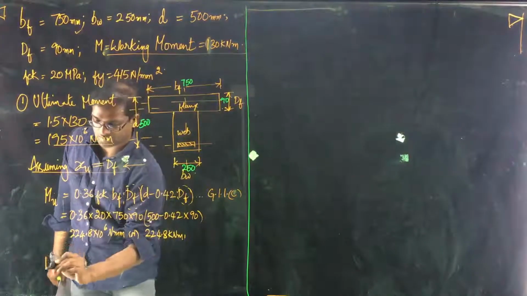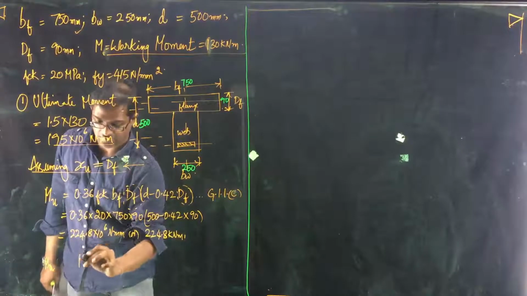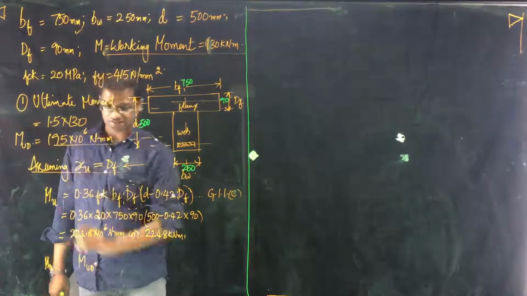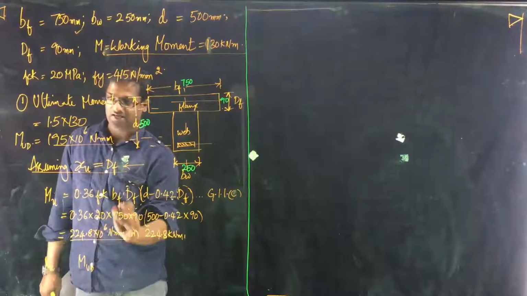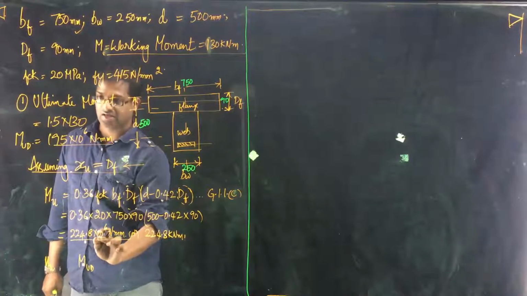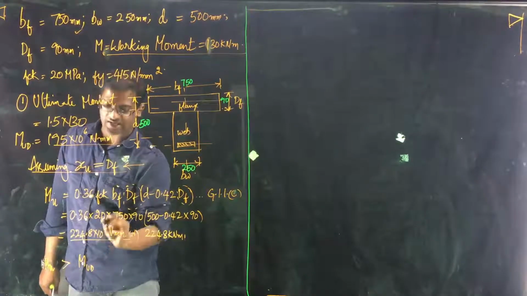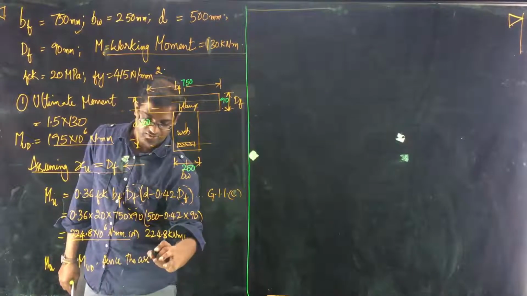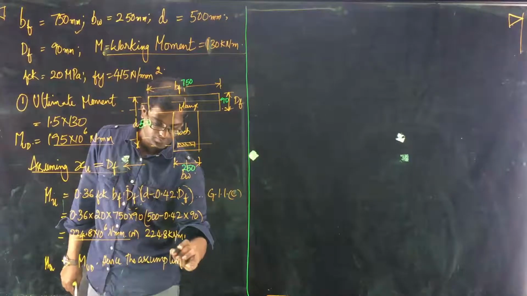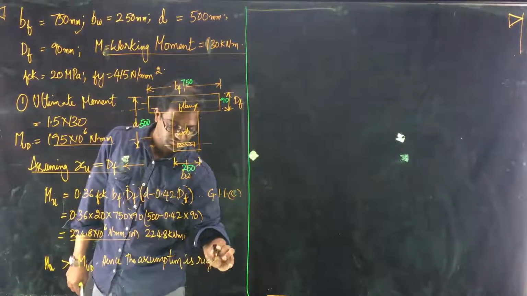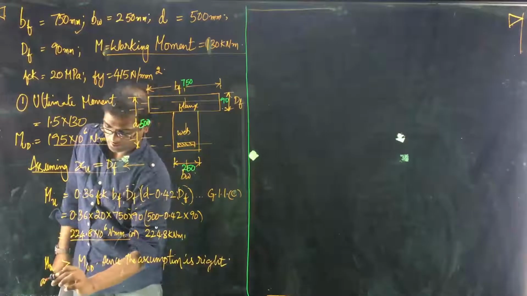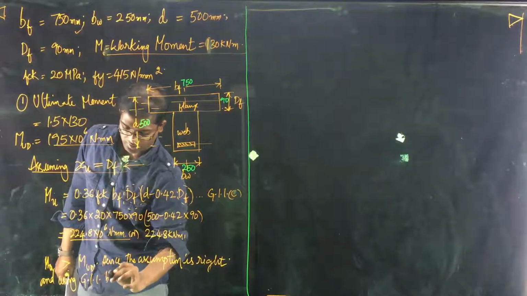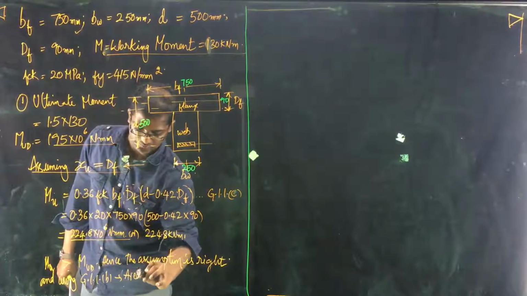Now you have got the moment of resistance when the neutral axis is assumed within the depth of flange. Now you need to compare this moment of resistance with the design moment, which we have calculated here. This is the design moment. When you compare 195 with this, it shows that the moment of resistance is more when compared to the design moment. So hence the assumption is right. Using clause number G1.1.b, area of steel can be calculated.